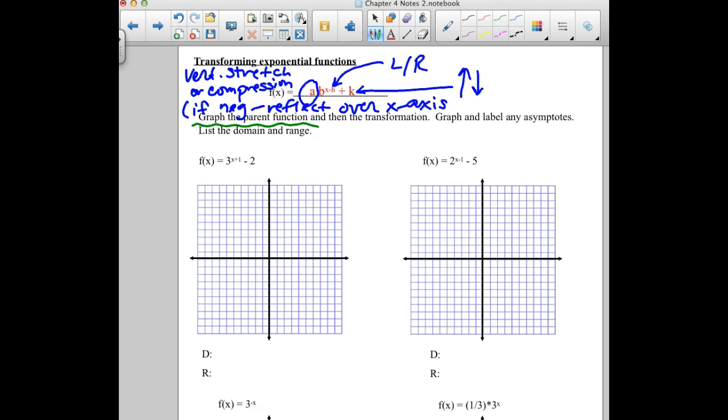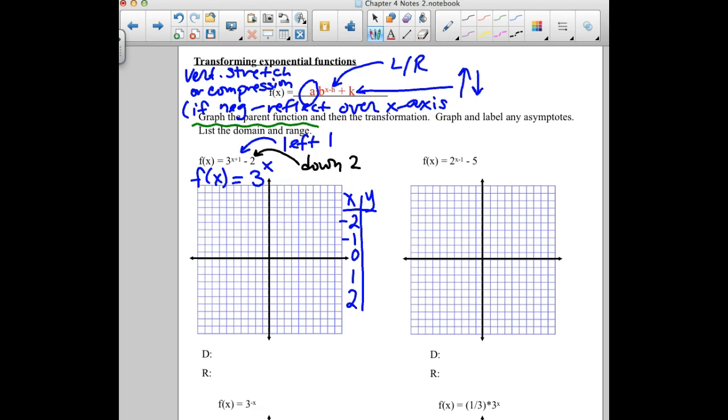Looking at this, our parent function would just be 3 to the x. What we've done to it: a positive 1 is going to shift it to the left 1, and the negative 2 is going to shift it down 2. So let's go ahead and graph the parent function. These are our values of just plain 3 to the x. We'll make a little t-chart here. Let's just go from negative 2 to 2 on this one.